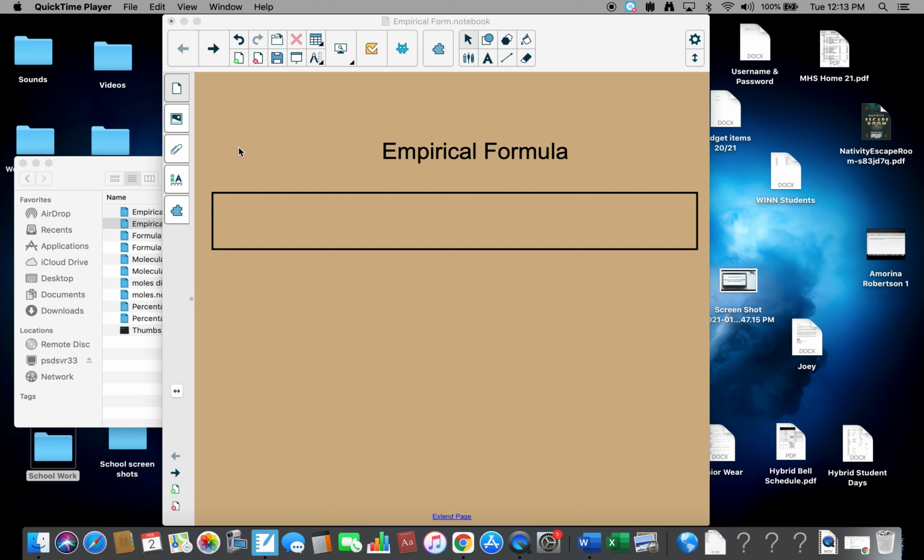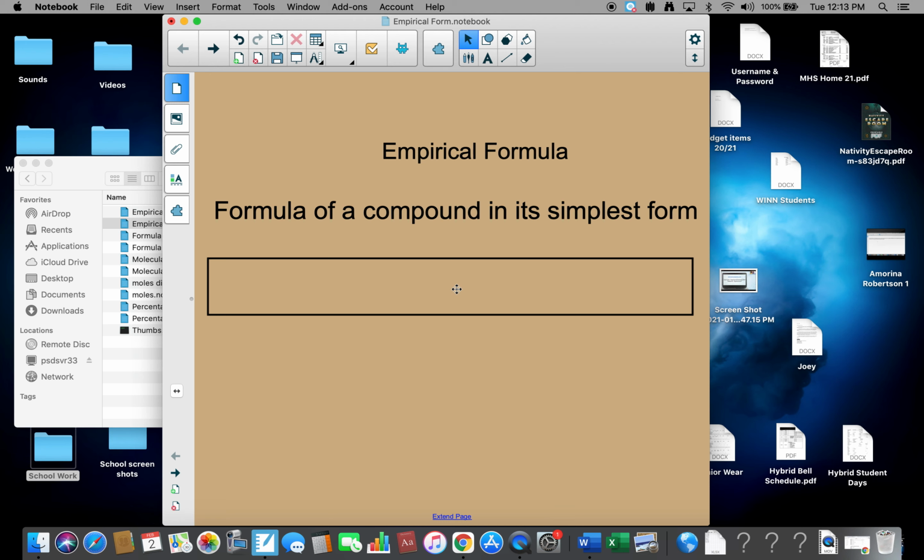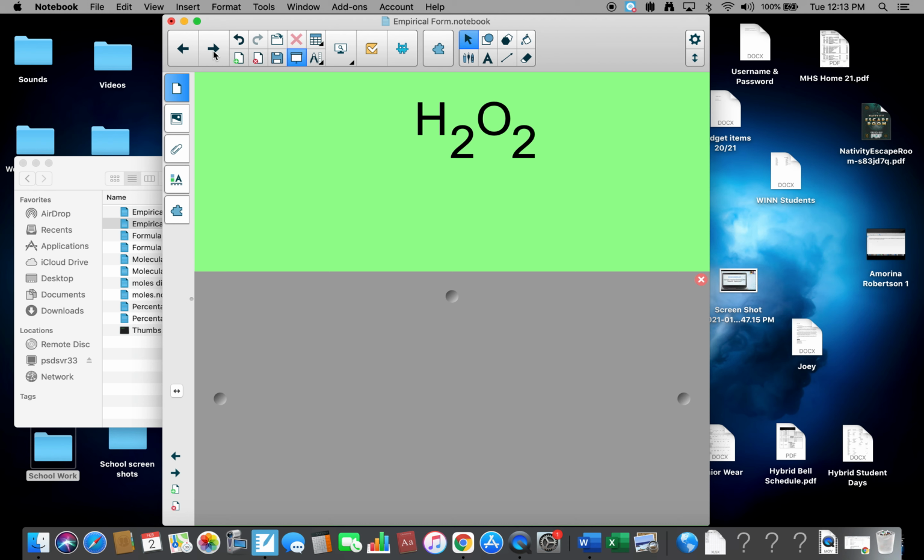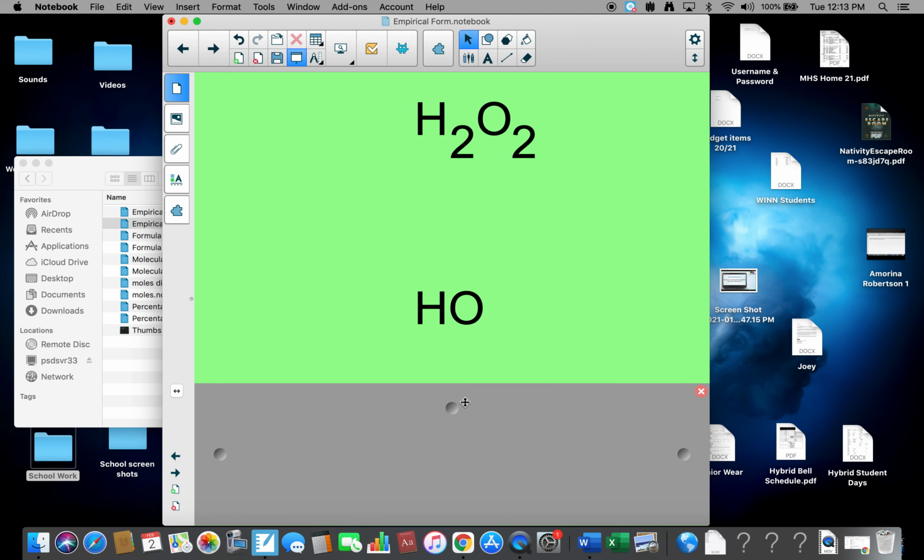We're looking at empirical formulas. What are empirical formulas? Empirical formulas are a formula of a compound in its simplest form. So this example would be like hydrogen peroxide, H2O2. Well, is that its simplest form? Really, no. We could take it down to HO. That would be its empirical, simplest form.